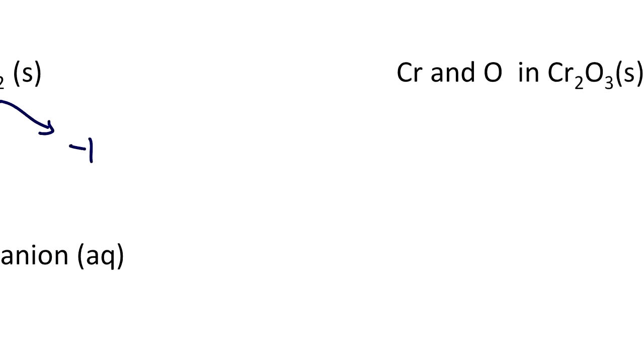Calcium and chloride in calcium chloride. +2 and -1. Yes, because there's 2 chlorides, those 2 negative oxidation numbers add up and cancel out with the calcium 2+.